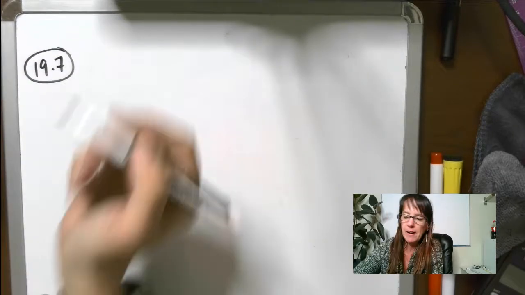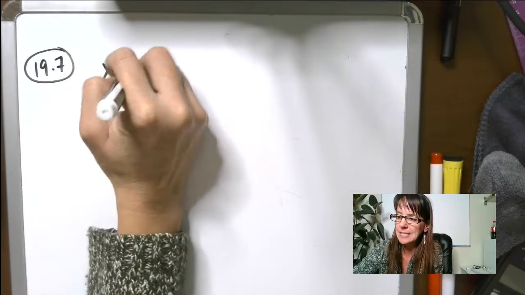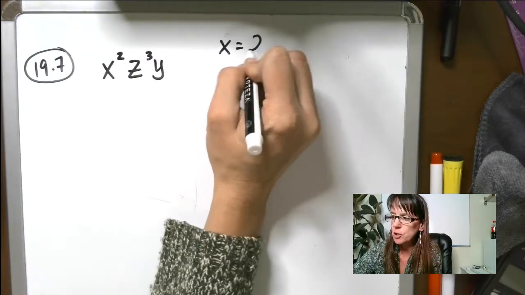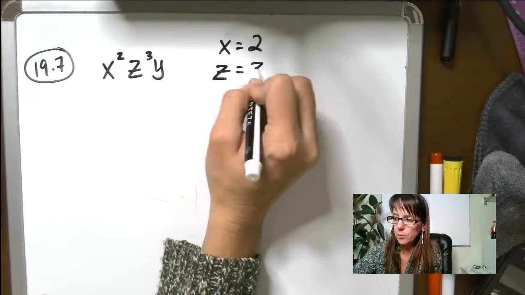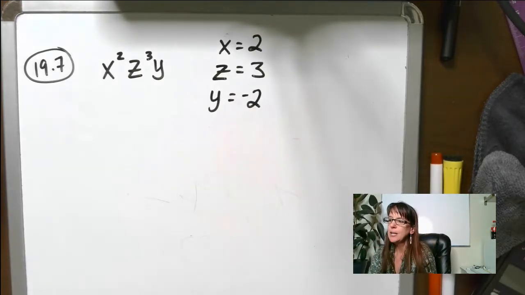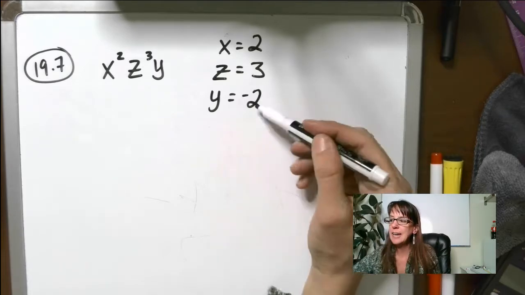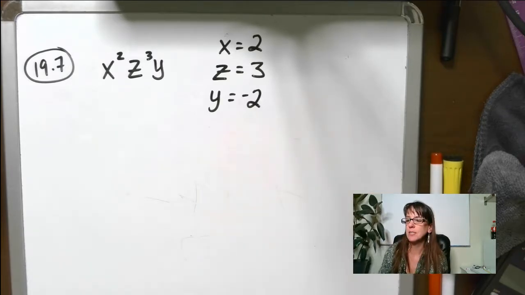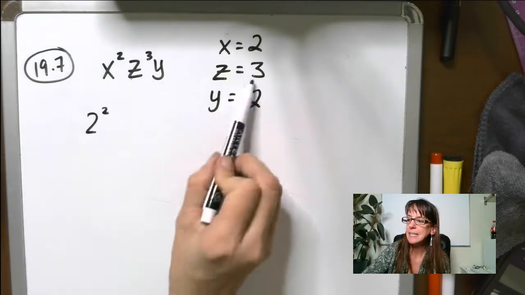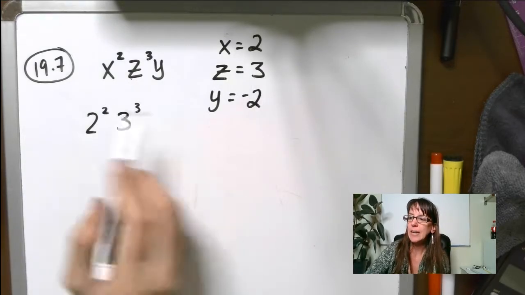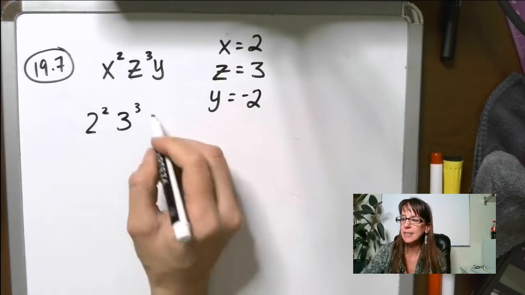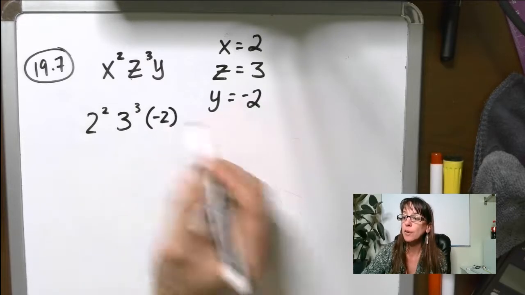Evaluate x squared z cubed y when x equals 2, z equals 3, y equals negative 2. All right, guys, for this, I see a negative in here. Do you see that? That means we've got to use parentheses. So for x squared, and then z is 3, and know that the operation between all these is multiplication. And then y is negative 2, but I used parentheses because that's a negative.